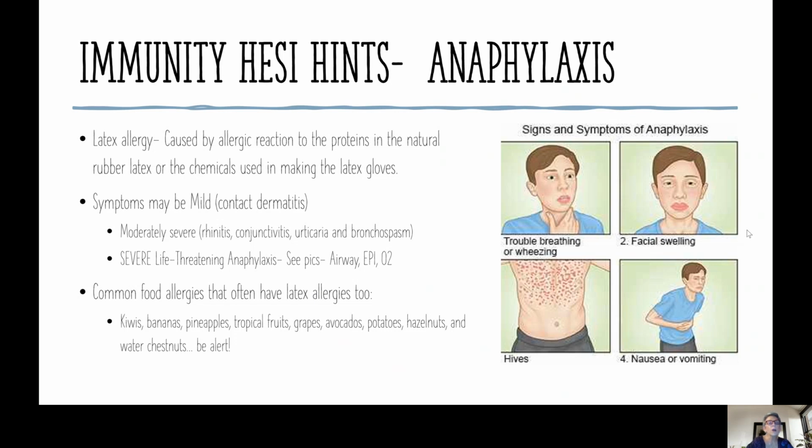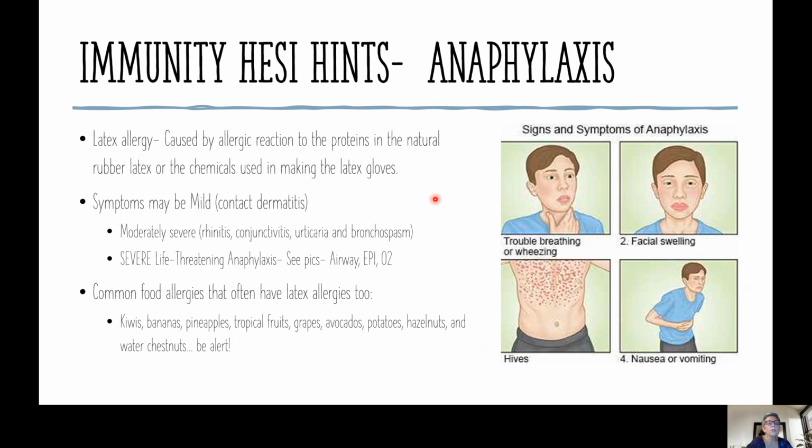And typically, we're talking about trouble breathing, shortness of breath, wheezing, coughing, throat tightening, facial swelling, hives, redness especially to the chest and the itching, nausea, vomiting, abdominal cramps, dizziness, lightheadedness, fainting, any sudden changes in behavior or irritability. So those are some common signs and symptoms of anaphylaxis.